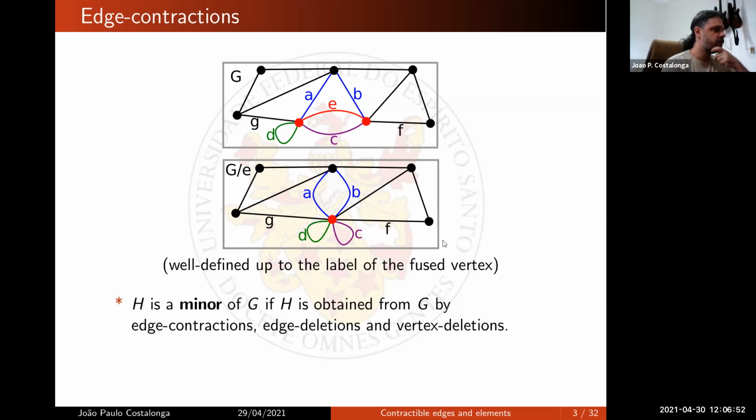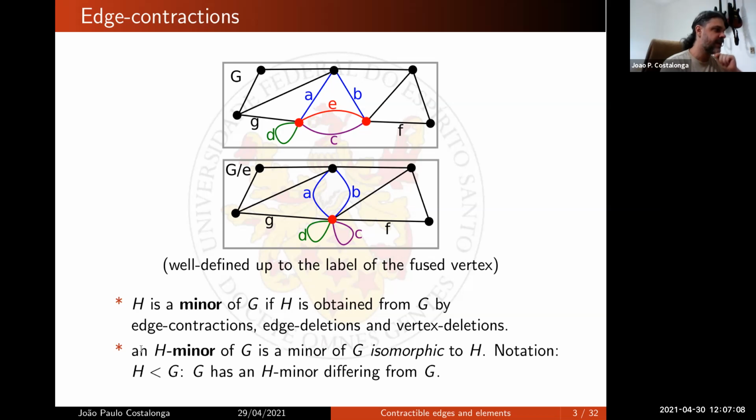And finally, the concept of minor. We say that a graph H is a minor of a graph G if H is obtained from G by edge contractions, this operation, edge deletions, and vertex deletions. And an H minor of a graph G is a minor of G isomorphic to H. We always talk about isomorphic. That's how things work. So H minor doesn't mean H is a minor. It means H is isomorphic to a minor of G.